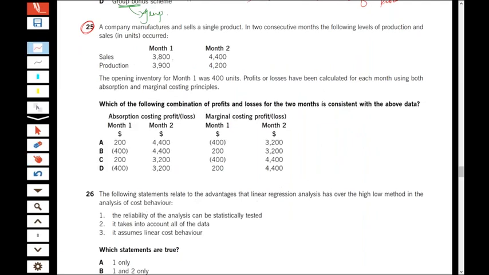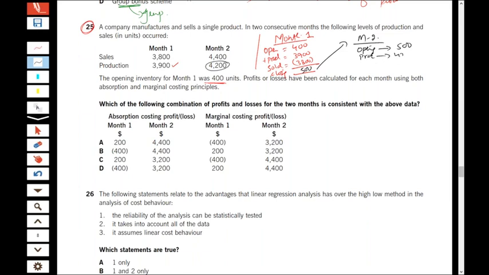Now, in month 1, the opening inventory was 400. I did produce 3900, that means 3900 plus 400, and you sold 3800. Then what is closing? 500. Now 500 will be the opening for next month, and you produce 4200 and you sold 4400. Now what's closing?